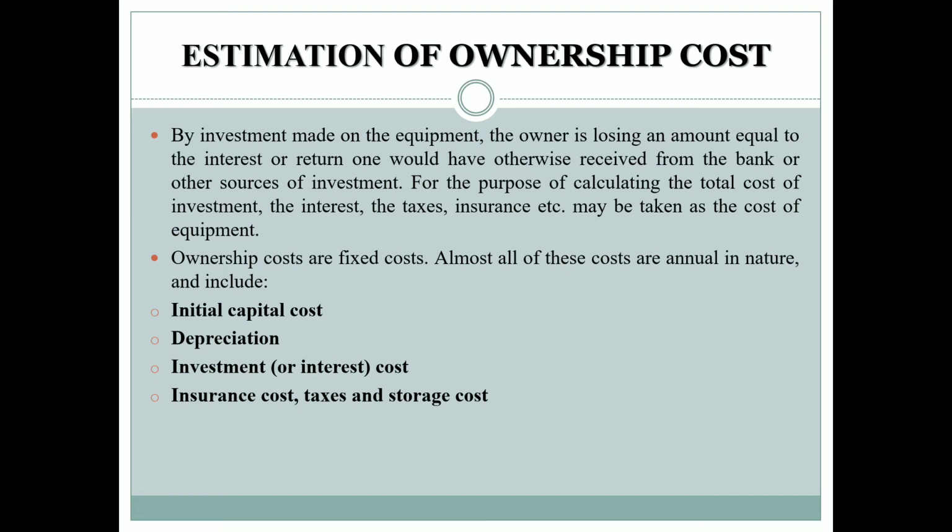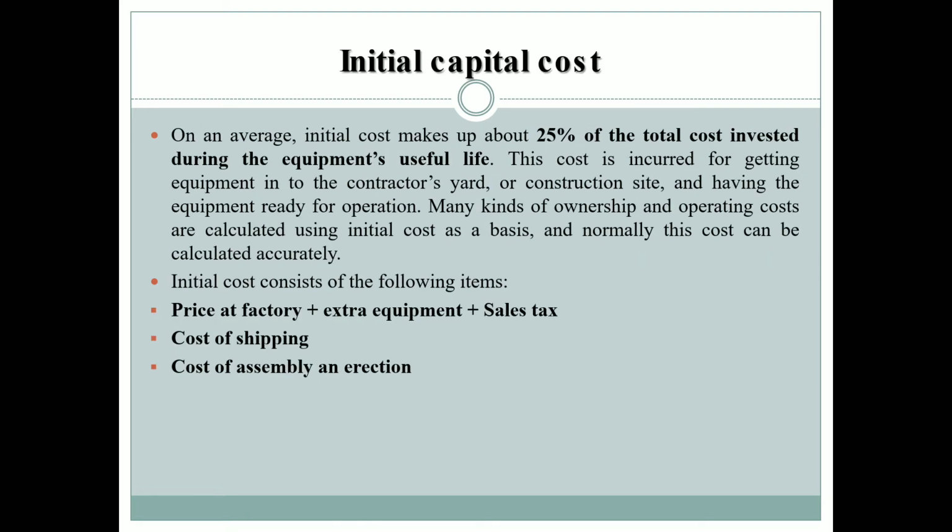So ownership costs are fixed costs. These are all nothing but your fixed costs. Almost all of these costs are annual in nature, so it is calculated annually. The very important costs that will come under this ownership cost are initial capital cost, depreciation, investment cost, that is interest cost, and the last one is insurance cost, taxes and storage cost. So let us go one by one. First one is initial capital cost.